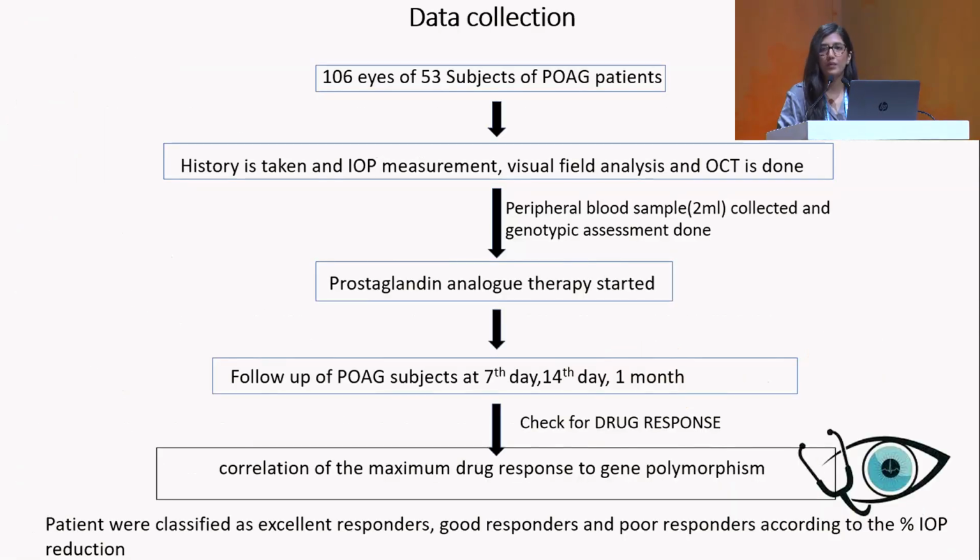So it was a prospective observational study in which we took 106 eyes of 53 subjects of POAG patients. The history was taken and the IOP measurement, visual field analysis and OCT were done. Side by side, a peripheral blood sample of 2 ml was collected and genotypic assessment was done as well. After this, prostaglandin analog therapy was started and the follow-up of POAG subjects at the 7th day, 14th day and 1 month was done. After this, the drug response was checked and the correlation of the maximum drug response to gene polymorphism was taken. Patients were classified as excellent responders, good responders and poor responders according to the percent IOP reduction.